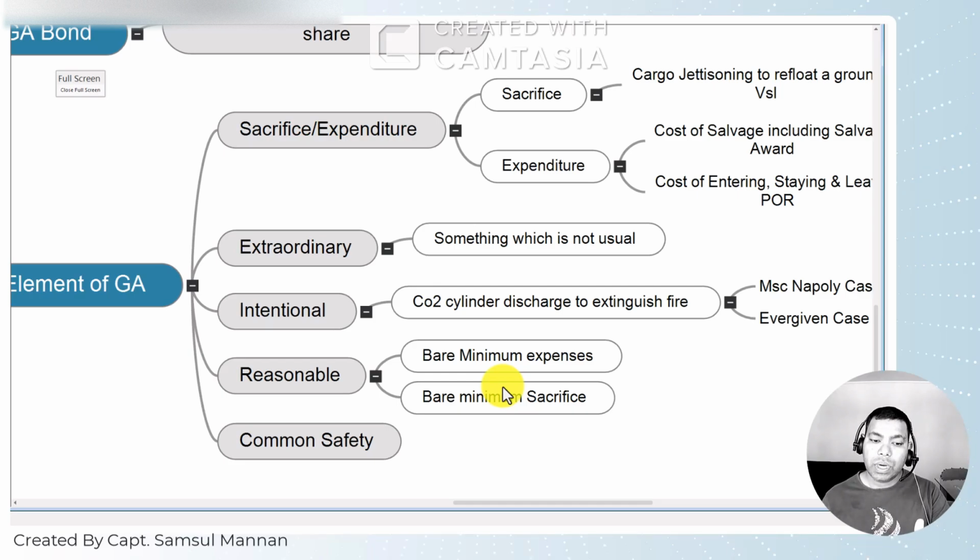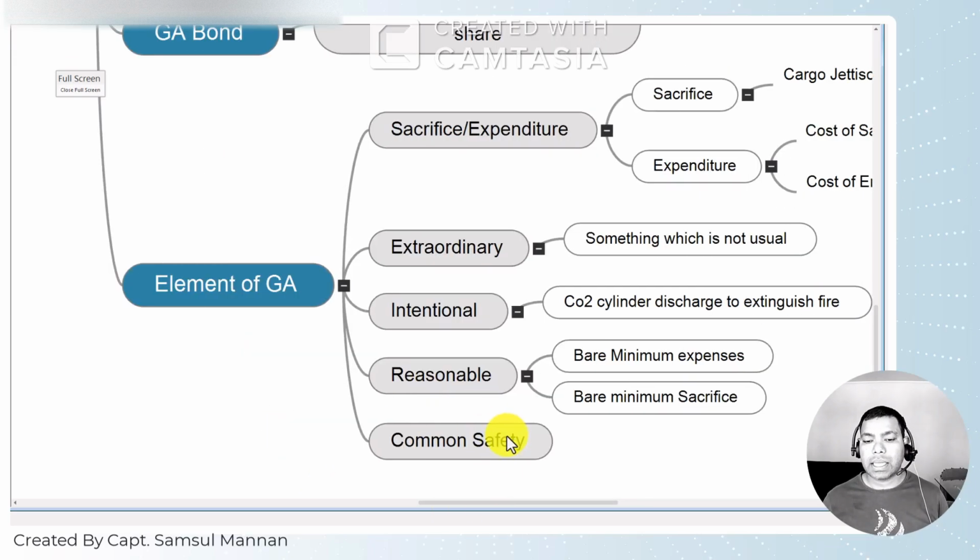So general average will only consider the bare minimum expenses or sacrifice, and for an incident to be considered general average, obviously you have to make sure that the sacrifice or expenditure has been done for the common safety of the vessel and crew, right? So these are the 5 elements of general average.